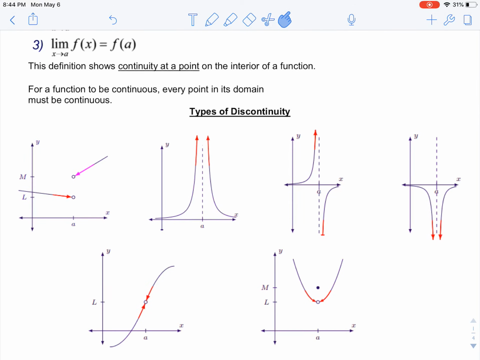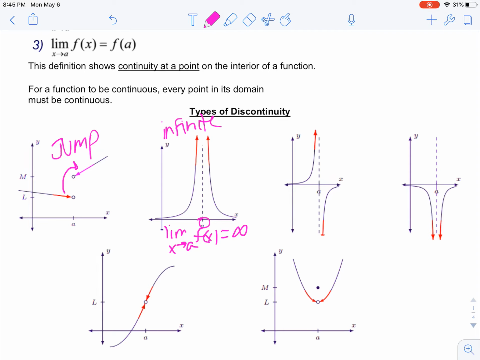Okay, so we have a few different types of discontinuities, and we've talked about these before. This one right here would be a jump. It kind of jumps from there to there. This is an infinite. The next one: limit as x approaches a of f of x equals infinity. Just to refresh your memories from last class, this is also an infinite discontinuity. Any of those vertical asymptotes are infinite discontinuities.